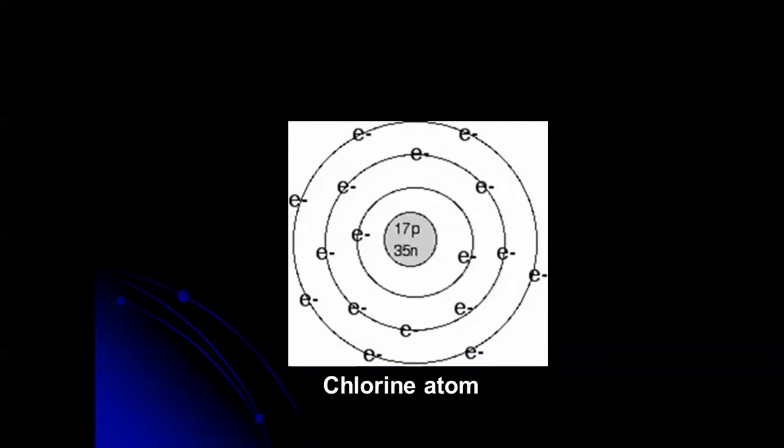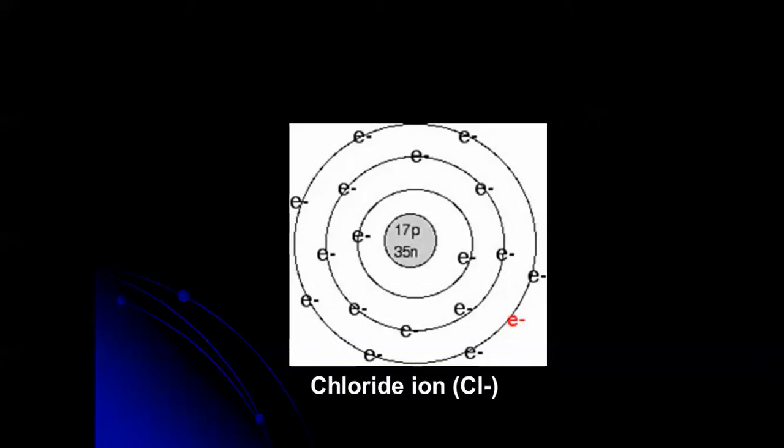How about chlorine? Chlorine atoms have 17 protons and 17 electrons, so if you count them, 1, 2, 3, 4, 5, 6, 7 electrons in that outer shell, or there should be anyway. And what chlorine will tend to do is gain an electron, become a chloride ion, and have a -1 charge. So when we're dealing with ionic bonding, at the very least we have to have ions, and never forget that, please. Remember Captain Obvious.